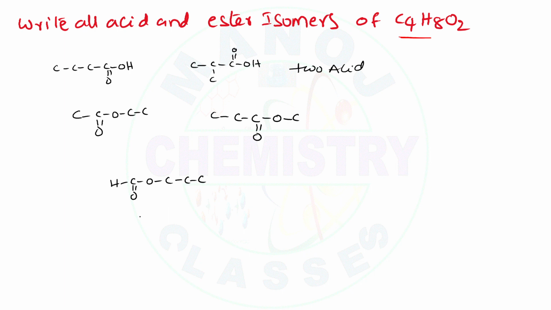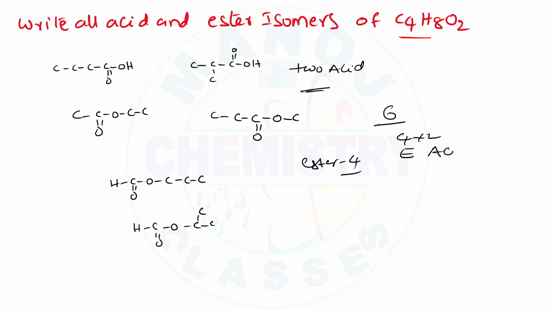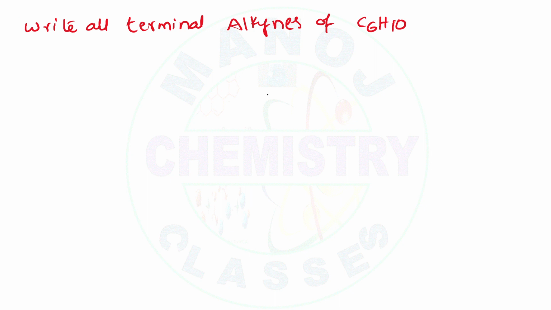The third ester isomer can be written as HCOOCH2CH2CH3. This is another ester isomer. One more, this one is also a formate, HCOOCH(CH3)2. This is another ester isomer. So here we can write four ester isomers and two acid isomers, a total of six isomers: 4 plus 2, four ester and two acid isomers. These are the ester and acid isomers that can be written for C4H8O2.